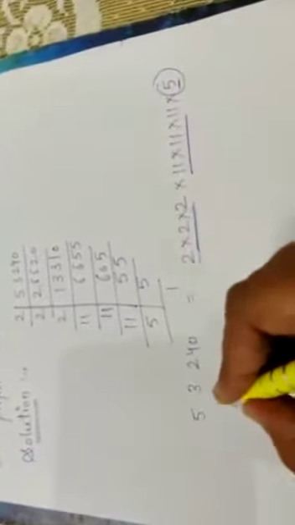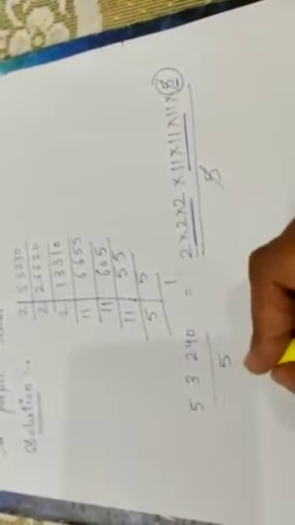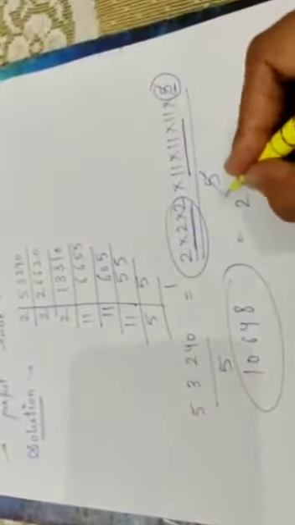It means 5 is extra here. So we'll divide both sides by 5, here 5 and here also 5. Just cut. This 5 vanishes here. So on dividing this number, 10648, we'll get 2 cube and 11 cube. So this is our perfect cube.